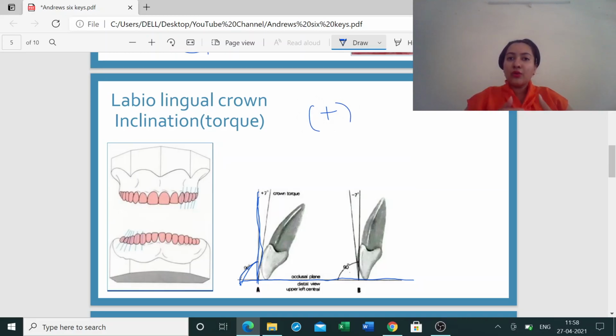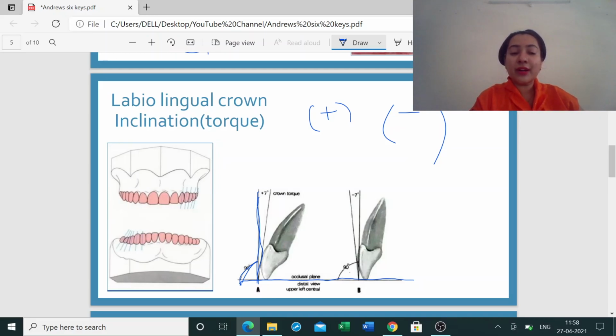So my tooth is said to have a positive inclination when the crown portion of the tooth is more labial as compared to the root portion or the gingival portion. Understood? If my crown is labial as compared to the gingival portion, it is a case of positive inclination. Whereas if my crown is more lingually inclined and my roots are buccally placed, it is said to have a negative inclination. So all teeth in the dental arch have different inclinations, right?